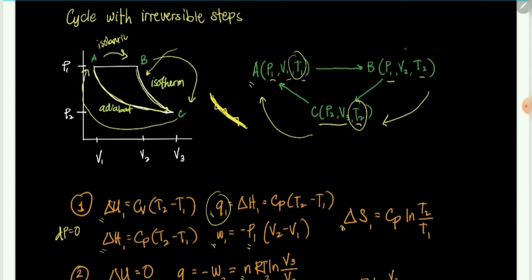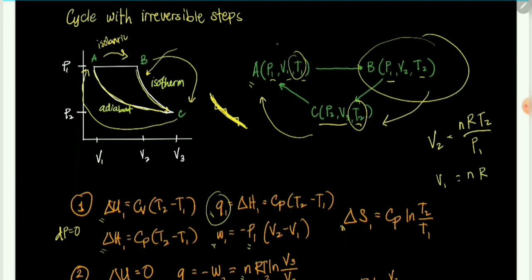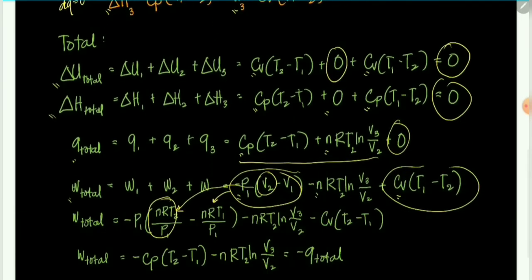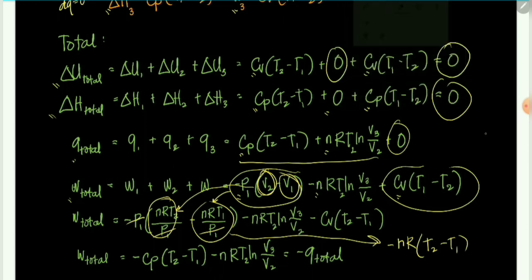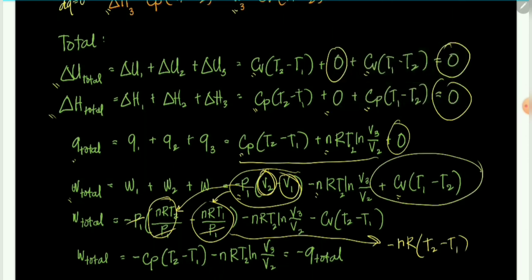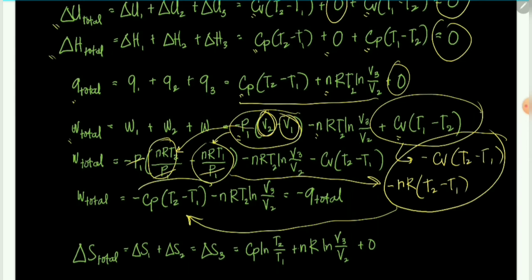Okay, so let's go back to the diagram. Okay, that's the diagram. So V2 is equal to NR T2 over P1. V1 is equal to NR, okay, this is V1, NR T1 over P1. So we substitute these into volume 2 and volume 1. So when we substitute those, the P1 will cancel, okay? So this now becomes negative NR times T2 minus T1. Okay? So this CV is positive. So positive CV times T1 minus T2 is equal to negative CV times T2 minus T1. Okay? So when you add these two, it becomes negative CP times T2 minus T1.